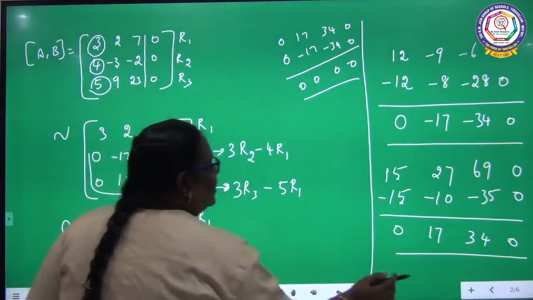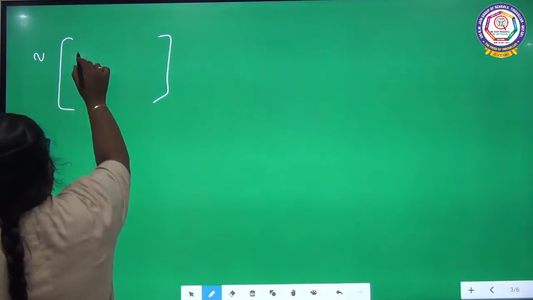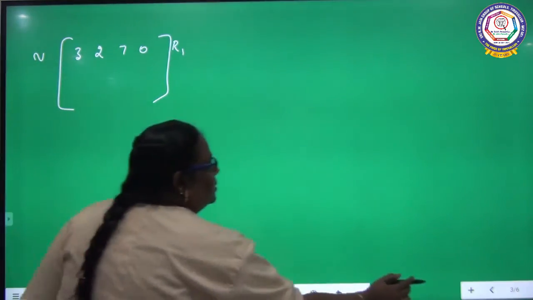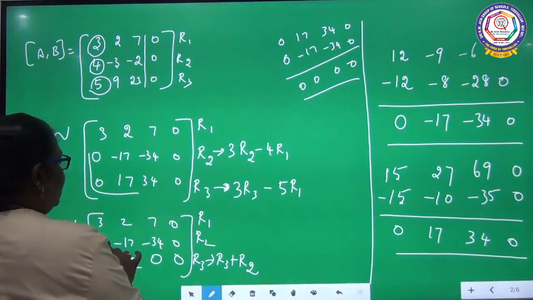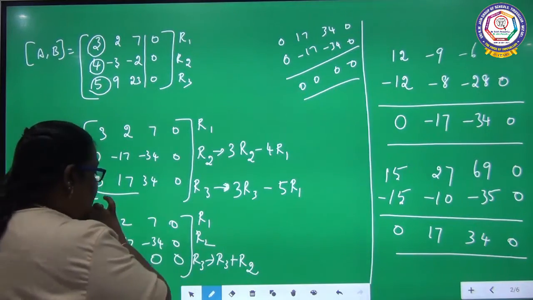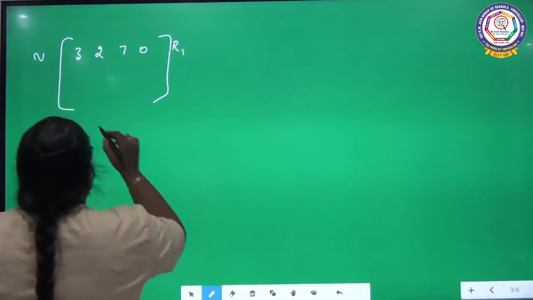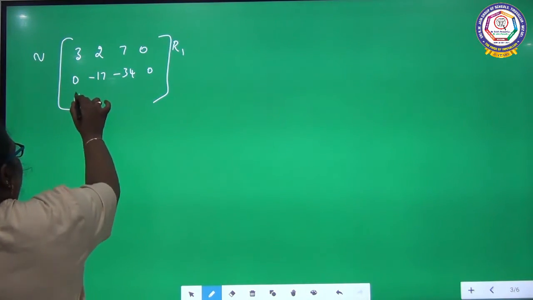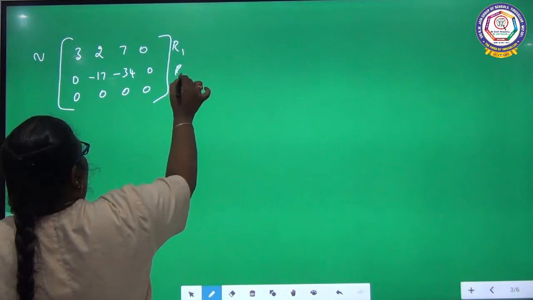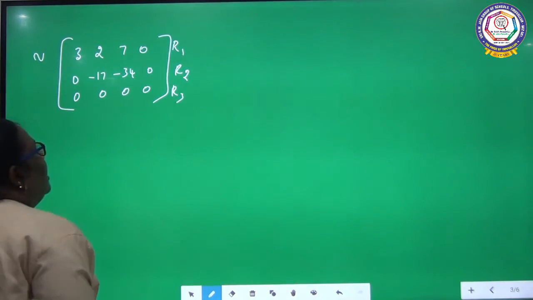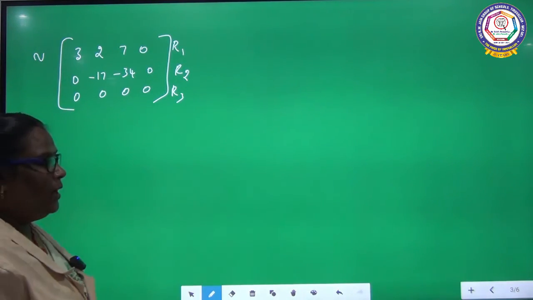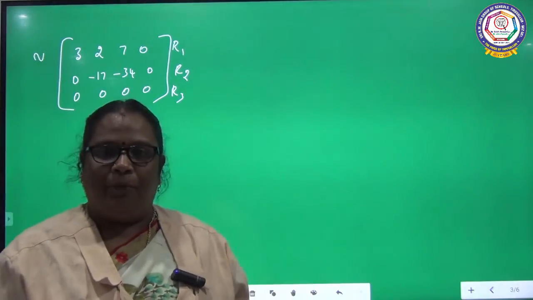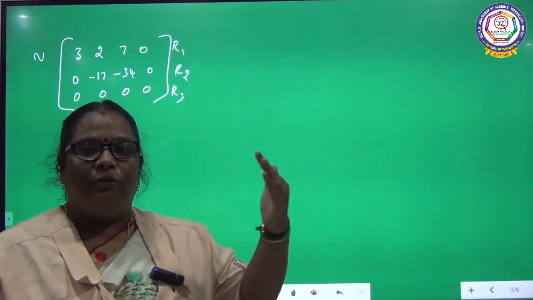3, 2, 7, 0. This is my R1. See here: 0, minus 17, minus 34, 0. What is the third row? 0, 0, 0, 0. This is my R3. Okay. So now the matrix is in the echelon form. If it is in the echelon form, we will get the values.